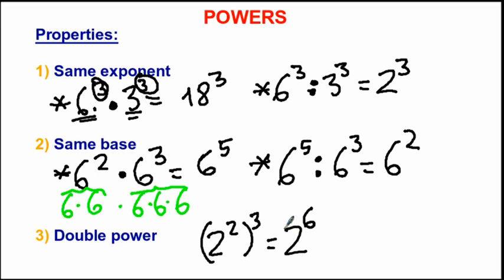Don't forget, it's not 2 to the power 5. It's not the sum, it's not the addition of these two exponents. It's the multiplication. You have to multiply these two exponents, right? So don't forget, you have to multiply.